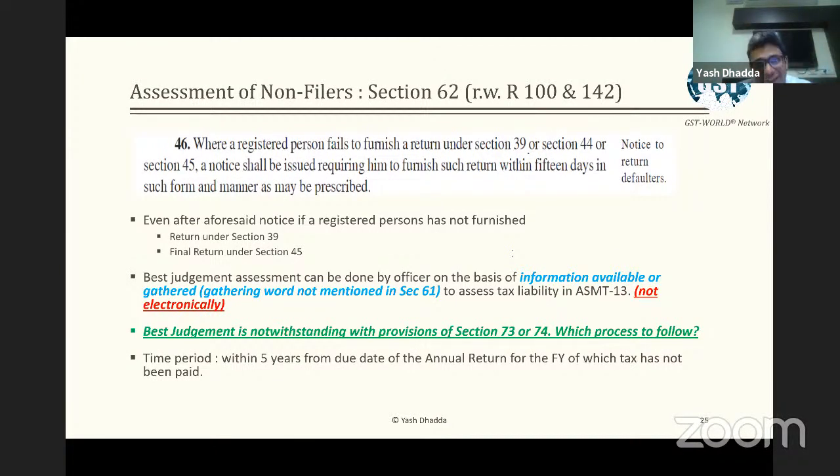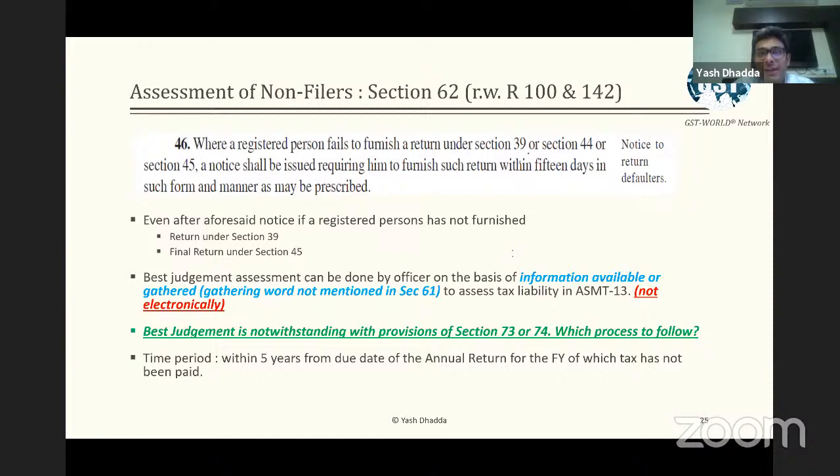Person was required to file the return. He was asked to basically file the return. He was given a time period of 15 days. जितना उसका due date के बाद उसको notice आया, that person has not filed the return, and hence now officer, he thinks that he has no other option, so he would go ahead and do a best judgment assessment and assess the liability in the form called ASMT 13 that comes from GST portal.